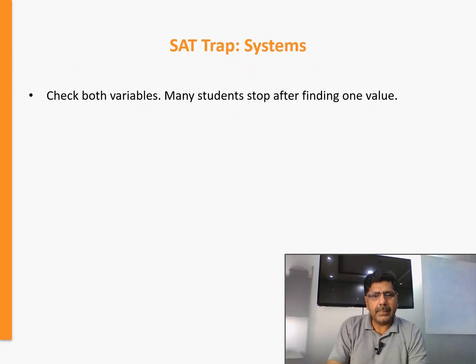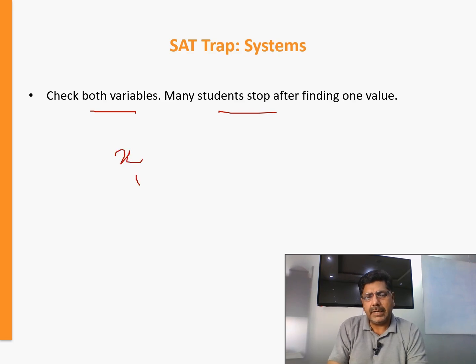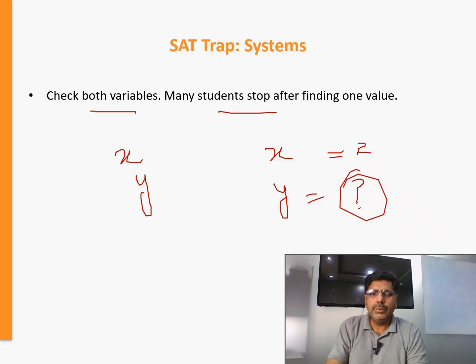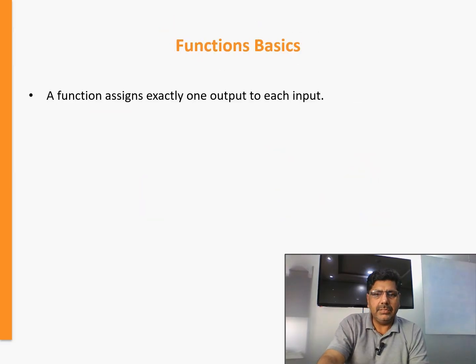Now later, check both variables. Many students stop after finding one value. For example, they are asking you to find the value of x and y. Sometimes students find the x value is, for example, 2, and they are not finding the y value. So whatever the value of y will be, you need to avoid the traps, and we will guide you how to avoid these traps.